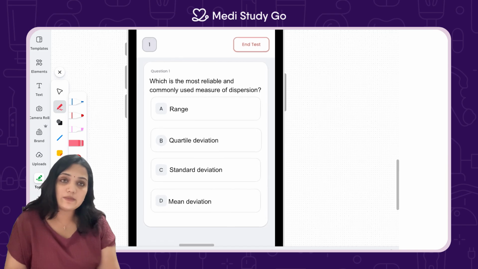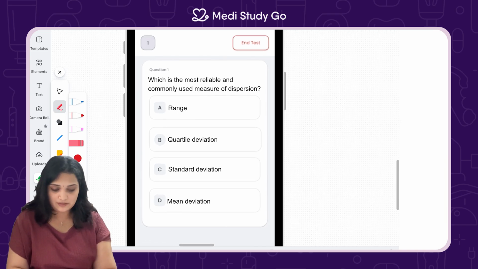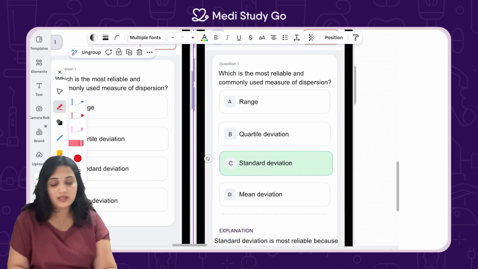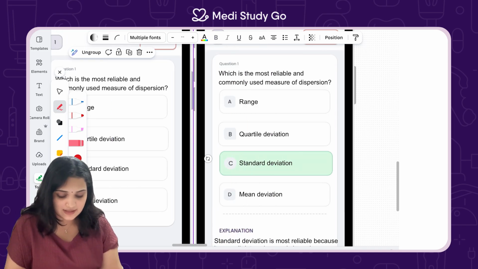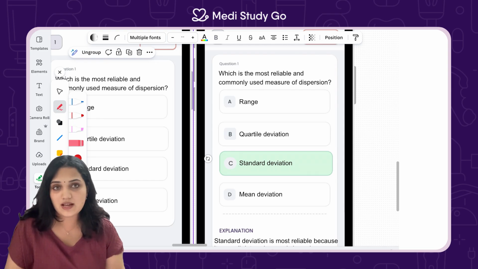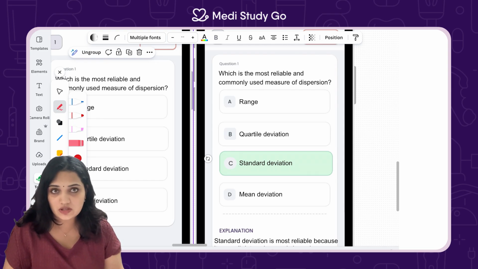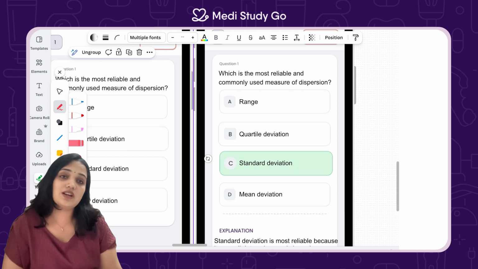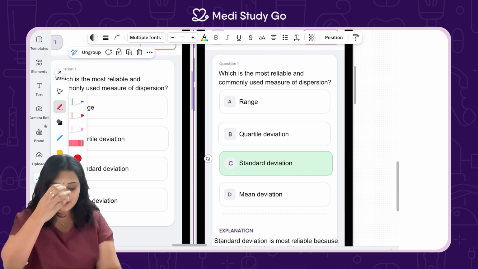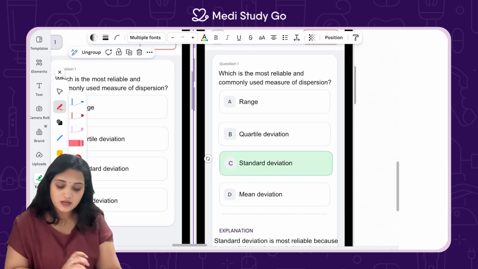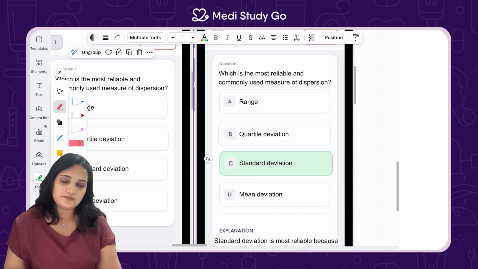Which is the most reliable and commonly used measure of dispersion? A, range, B, quartile deviation, C, standard deviation, D, mean deviation. It was the same question as the last time, but have you noticed that the options have changed? This can happen too. You might think that, oh, I'm just going to find one option that says something like deviation and I'm going to choose that. No, here there are 3 deviations in the options. So which are you going to choose? The answer is C, standard deviation.